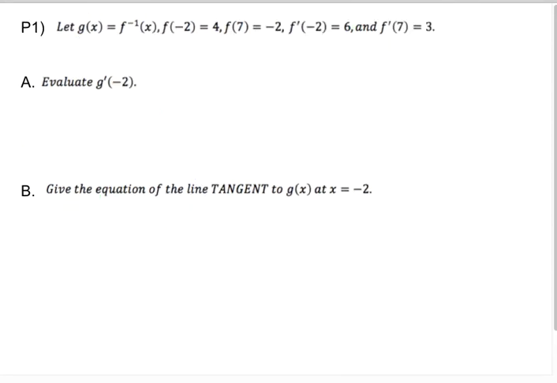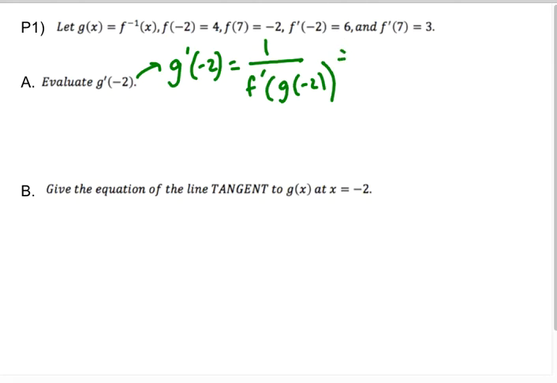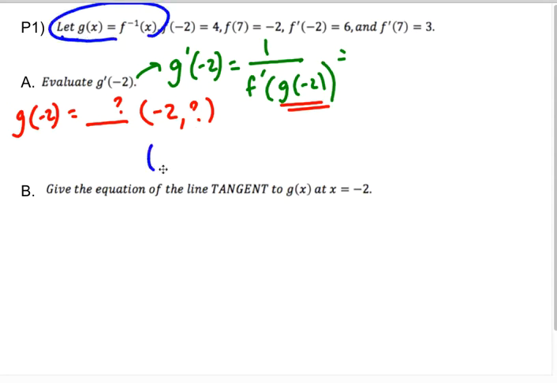All right, let's go ahead and do a problem 1. Same situation. Again, the very first step is to recall the formula. If you don't know the formula, you're not going to get this question right. So g prime of negative 2 is 1 over f prime of g of negative 2. Once I recall the formula, my next job is to figure out what g of negative 2 is. So g of negative 2 is some mystery number that I don't know, meaning that g has the point negative 2 comma question mark. Because of the way inverse functions work, that means that f has the point question mark comma negative 2. So that has to be a point for f of x. So I look and ask, when is f of x equal to negative 2?